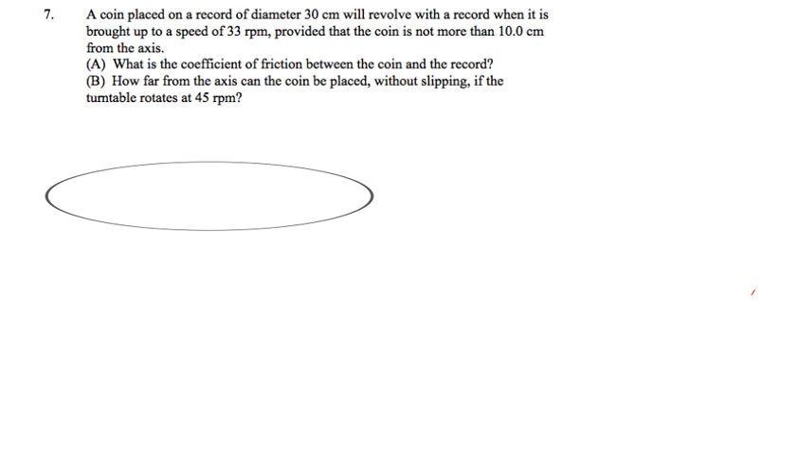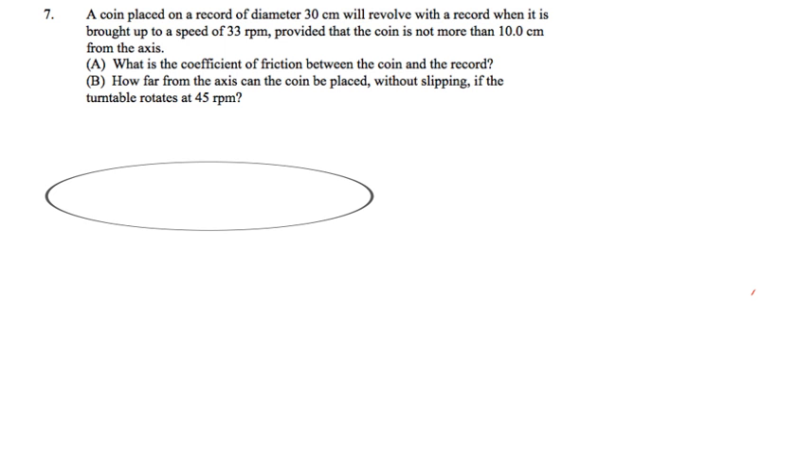Now, one thing about number 7 is this circle that I drew is not going to represent the orbit of the coin. In this problem it says a coin is placed on a record. I don't want this to represent the orbit of the coin about the center of the record. I want this to actually represent the record. So that's a record.